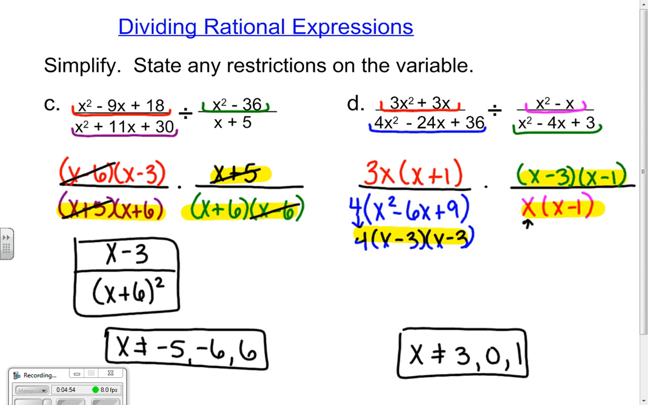So we cancel. An x and an x, an x minus 3 and an x minus 3, an x minus 1 and an x minus 1. Looks like I'm left with a 3 and an x plus 1 on the top, and a 4 and an x minus 3 on the bottom.